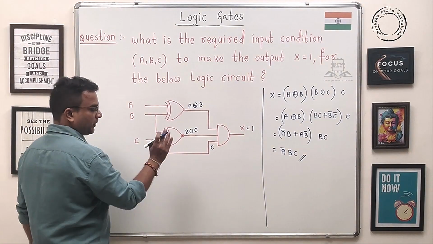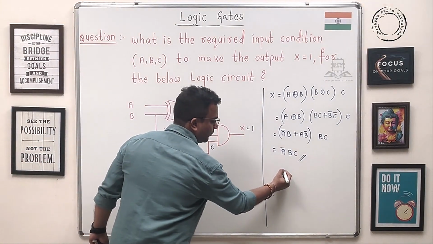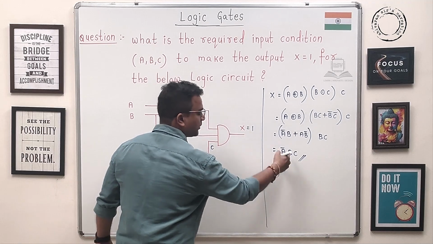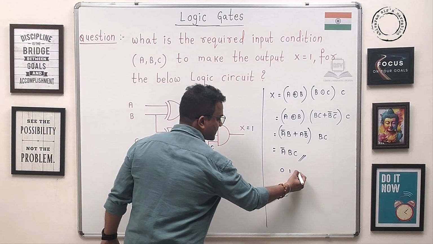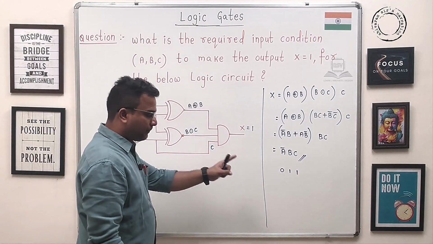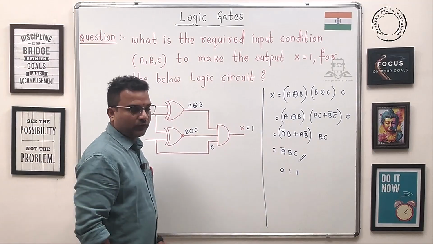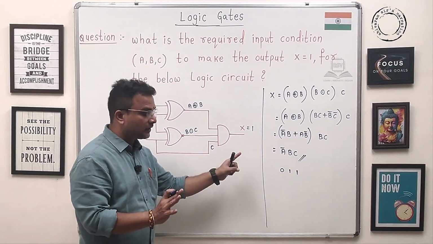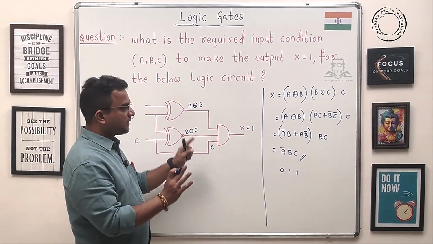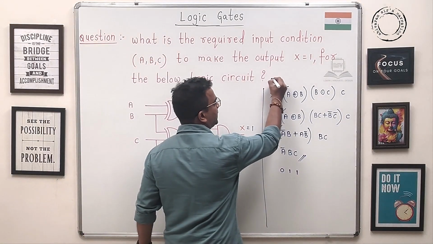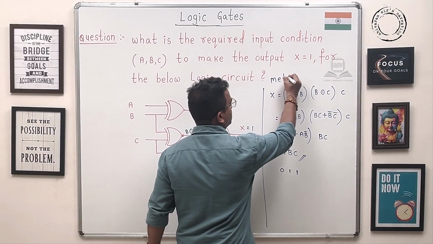Now here, if A is equals to 0, so that 0 bar is 1, B as 1, C as 1, then obviously the output will be 1. For this condition only, for this combination only, the output will be 1. This is method 1. Yes, the regular approach.